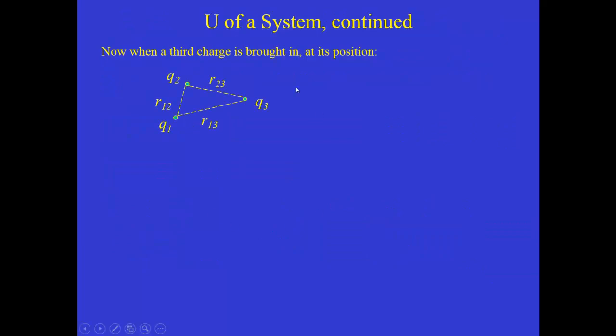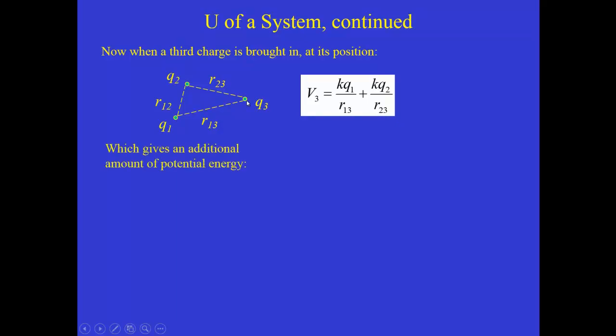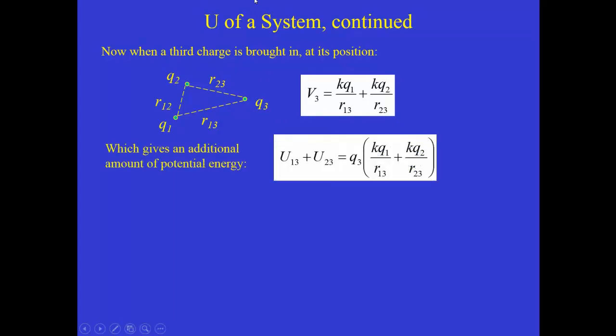That's easy to calculate, because we could first write down what is the electric potential at the position of charge 3 due to the other two charges, and then multiply by Q3 itself. So V3 is K Q1 over R13, and then K Q2 over R23. Add those together, that gives us the net potential at this location, so that if we bring Q3 in from infinity to that point, it gives an additional potential energy equal to Q3 times V3. And so it's the sum of those two terms.